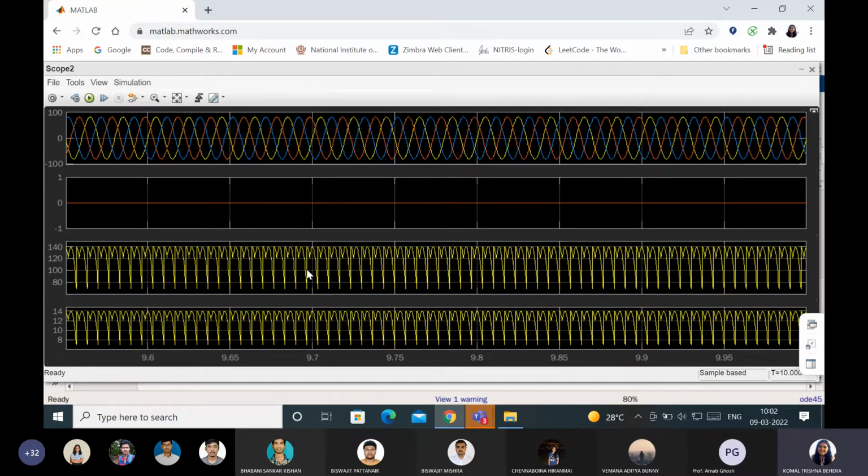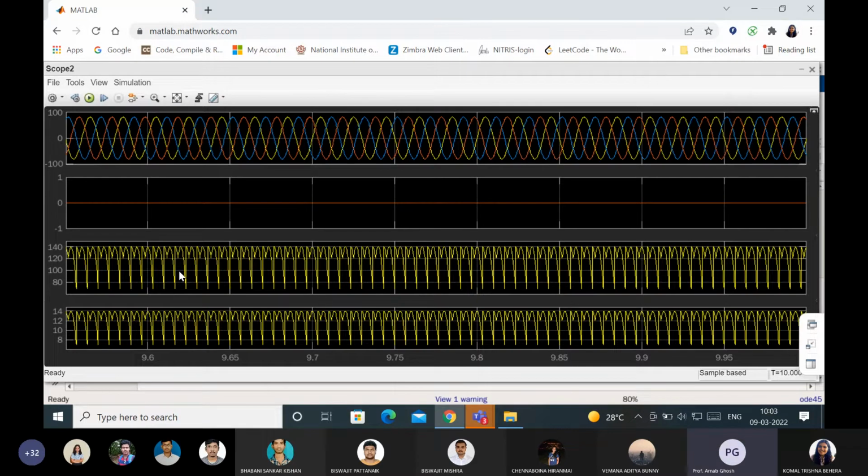Patterns. So for the delay, we can see that it's not delay, it's the firing angle, which is 30 degrees. For 30 degrees, I've done this. So there will be three phases, and in the three phases there will be pulses.